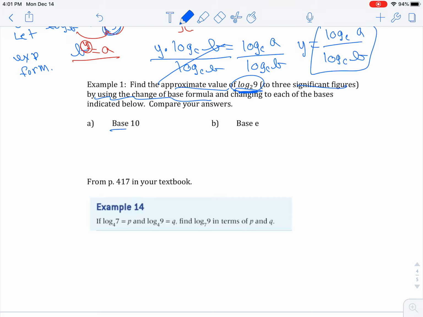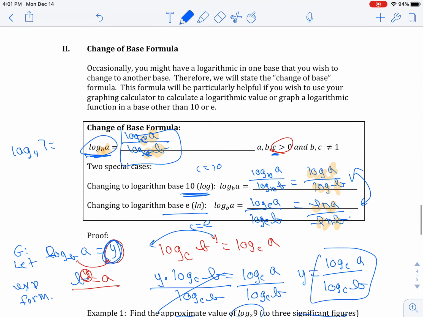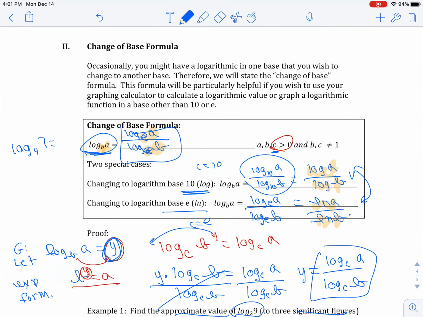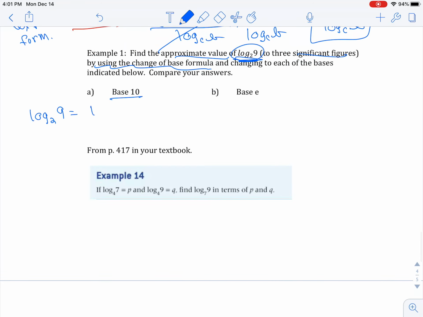So we want to change this to log base 10. So if I have log base 2 of 9, then remember up here, we're using this formula. We want the log of a, which is this number right here, divided by the log of b, which is here. So this is going to turn into the log of 9 divided by the log of 2. And you can type that into your calculator. You're going to get 3.1699 and so forth, which is approximately 3.17.